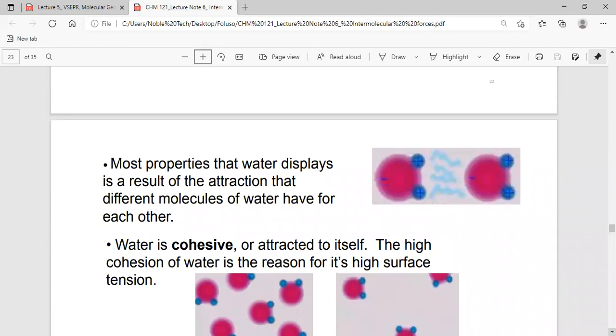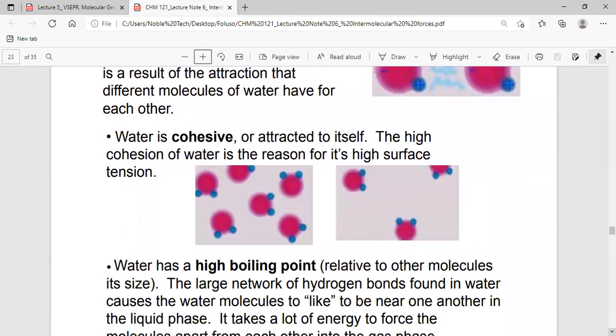Then you have this property of water. This property of water has a lot of physical and biological effects. Most properties that water displays are a result of the interaction that different molecules of water have on each other. So water is cohesive, it attracts to itself.